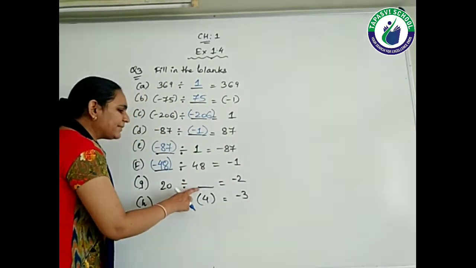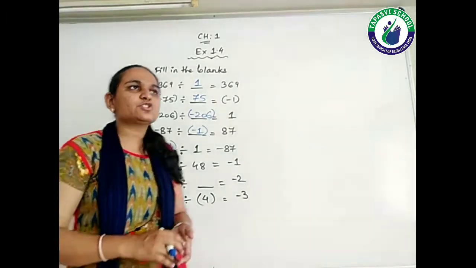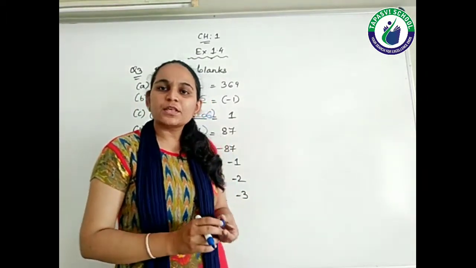So 20 divided by dash is equal to 10. By which number will you divide 20 to get 2? So that is 10.